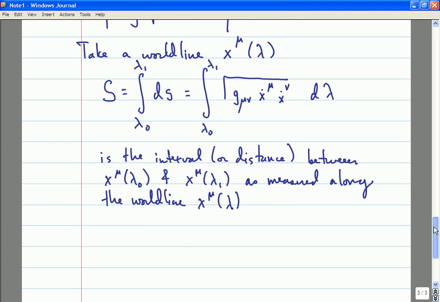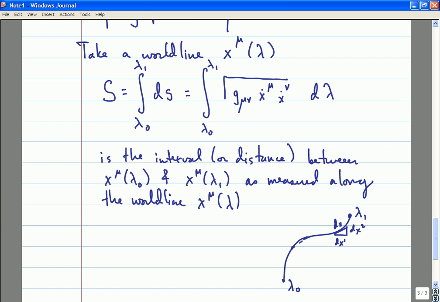So if you want a picture in your mind, we have some path through space-time, and we're interested in starting at a point x mu of lambda naught, ending at a point x mu of lambda 1. The path is parameterized by four functions, x mu of lambda. And then we integrate the arc length. It's a little hard for me to draw, but if you want to imagine, this is the same sort of diagram that you would draw in your vector calculus class, where you integrate the arc length. So if you have some displacement dx, say dx1 and dx2, then you integrate that all the way up along the curve in order to determine the total length along the curve.